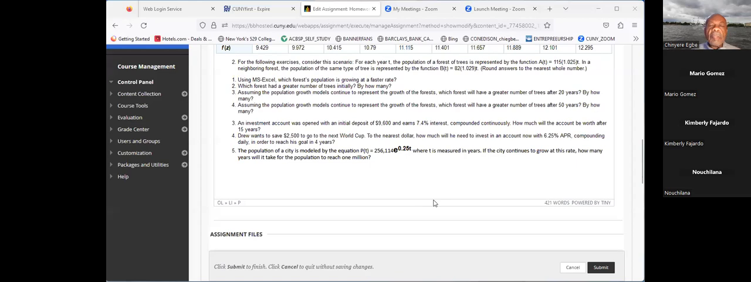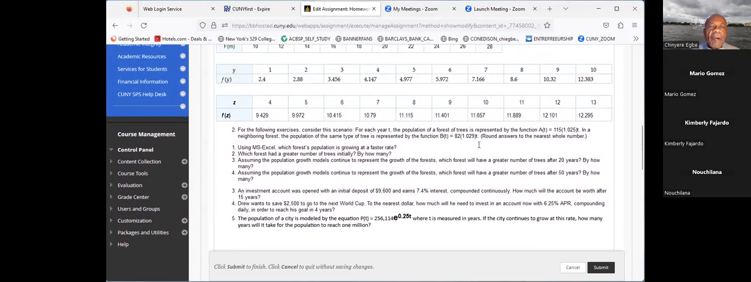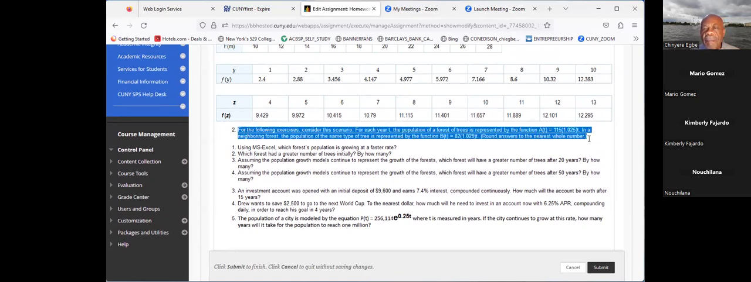All right, so which one are you talking about? So number 2, if you scroll up, it says the following exercises consider the scenario for each year, T. The population of forest trees represented by. Oh, okay. All right. You can see I corrected the other one. A student had come in early, and I'm going to make that correction right here. Let me mute it.